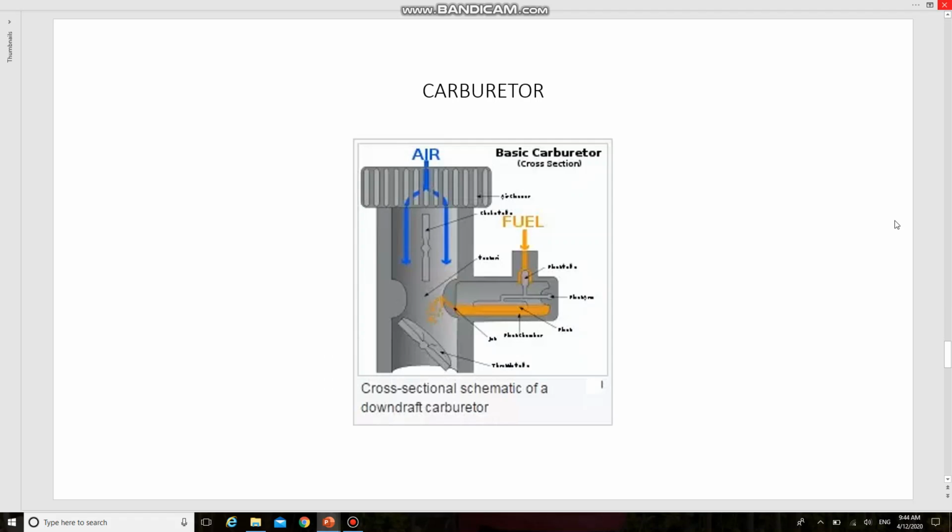So next one is carburetor. The function of a carburetor is to atomize and meter the liquid fuel and mix it with the air as it enters the induction system of the engine, maintaining fuel-air proportion under all conditions of operation appropriate to the conditions. So this is the construction of a simple carburetor.